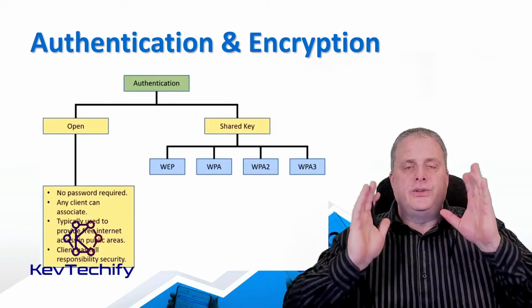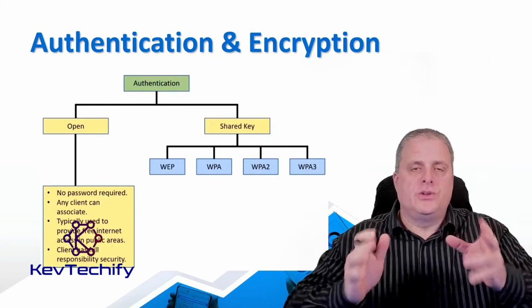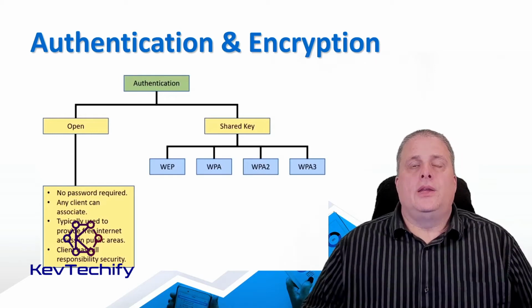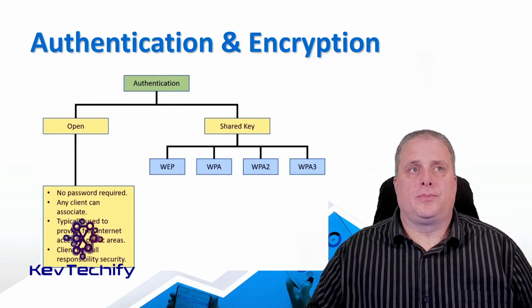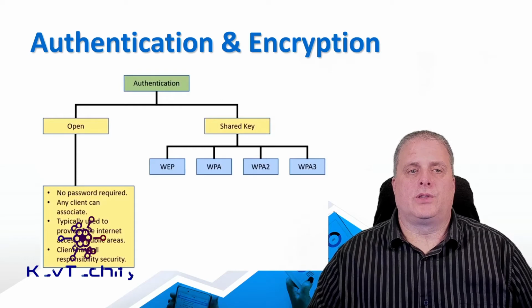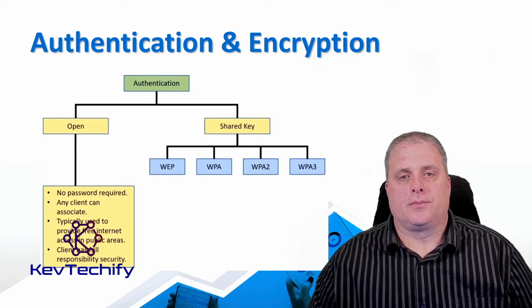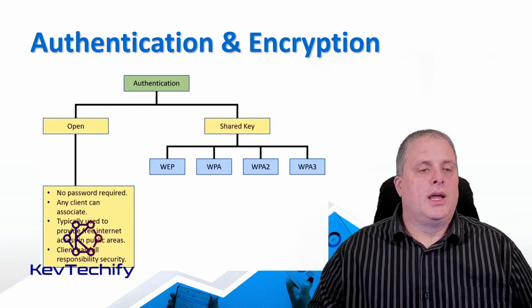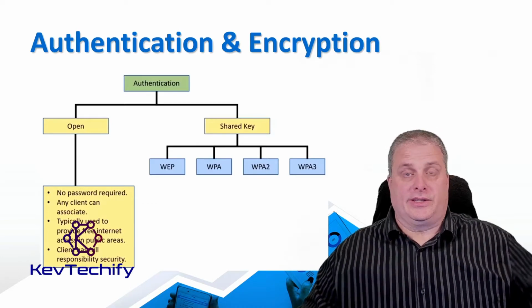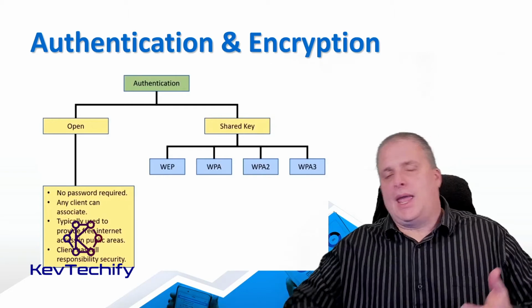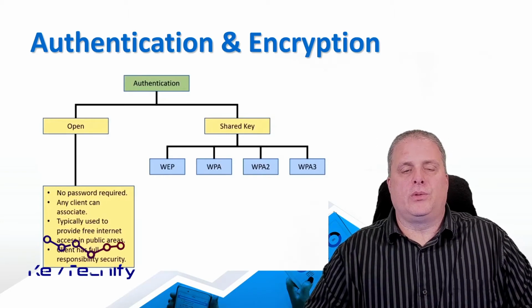One of the best ways to secure your network is to use authentication and encryption. In the original 802.11 standard, there were two types of authentication specified. One was open authentication, one was shared key authentication. In open authentication, it's an open network. There are no passwords. Anybody who wants to can associate with it.